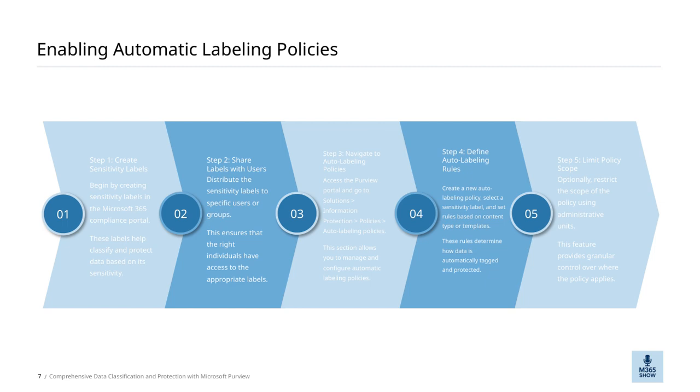Additionally, you can restrict the scope of your policy using administrative units. This feature provides granular control, allowing you to specify exactly where your policies apply, which is especially useful in large or complex organizations. By setting up these auto-labeling policies, you're streamlining data classification and protection, making sure sensitive information is handled appropriately across your organization.